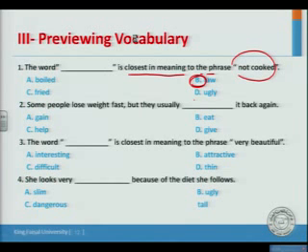Number 2, some people lose weight, but they usually eat back. Gain. يفقد يكسب. Yes? Number 3, the word is close to meaning to the phrase very beautiful. It's attractive. And number 4, she looked very, because of the diet she followed, بسبب الحمية التي تتبعها. She looks very slim. Okay?